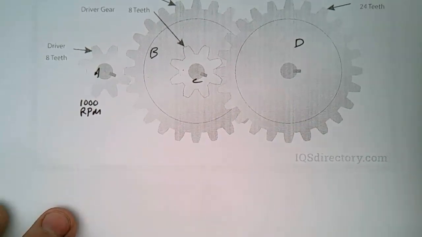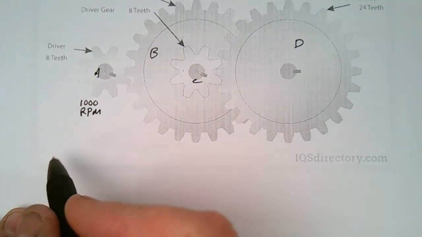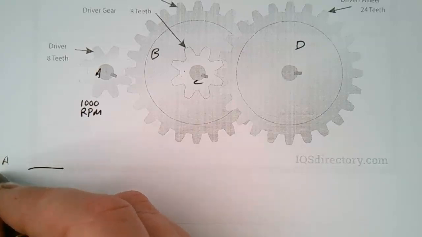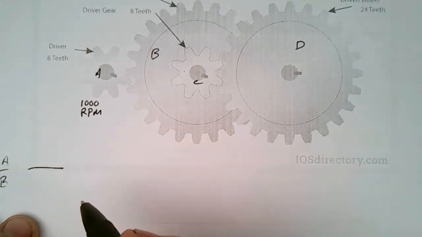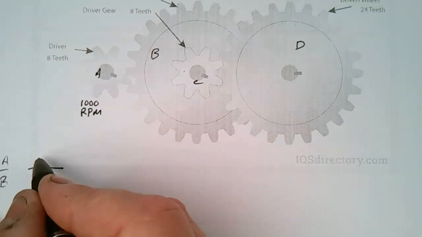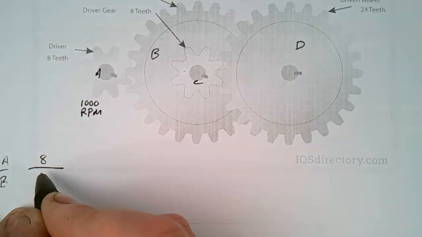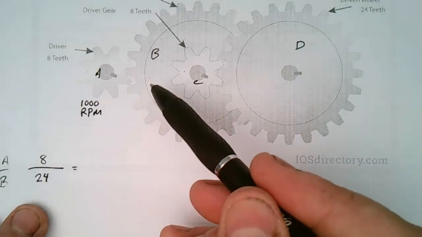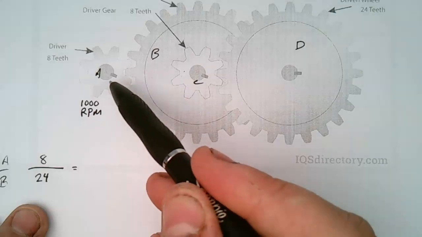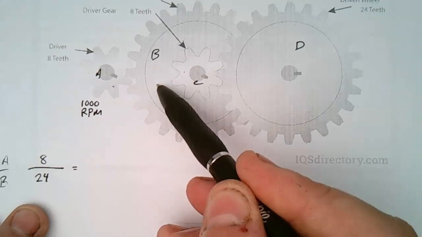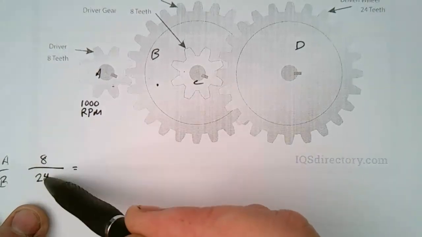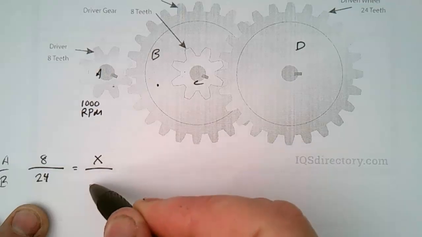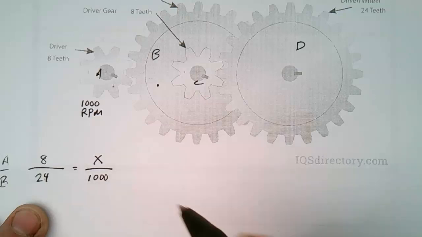All right, so what do we got? We're going to set up an inverse proportion. So we're going to set teeth over teeth. If I do A over B, the direct proportion will be A over B. So it'd be teeth over teeth, right? So I'm going to say 8 teeth over 24 teeth equals, now, if this was a direct proportion, it would be the speed of A over the speed of B. But since it's an inverse proportion, one side's A over B, the other side's going to flip and be B over A. So that's going to be X over 1,000, since gear A was spinning 1,000 RPM.